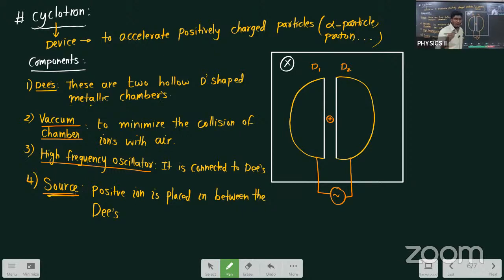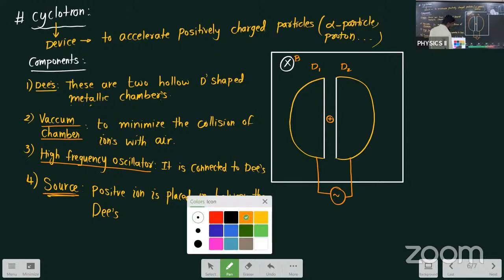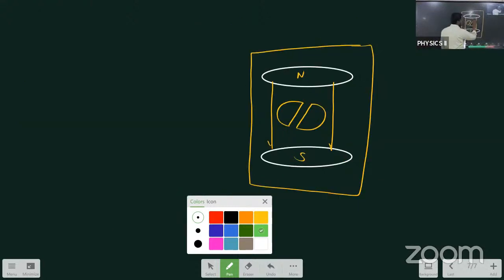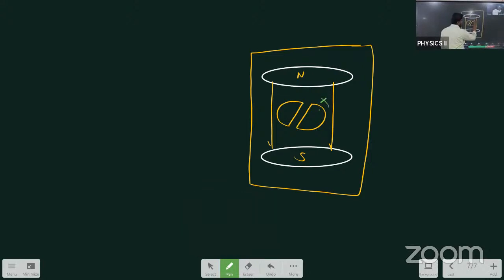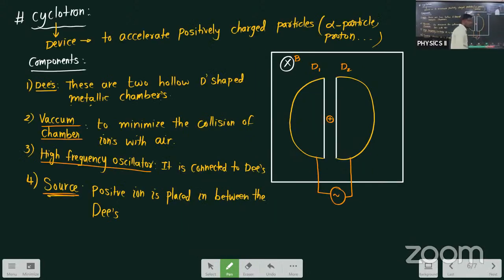Now see here, how does a cyclotron work? Everyone carefully see here. Here we are having magnetic field B. What does this cross symbol represent? Cross symbol represents that the magnetic field is going inside. Actually, it is coming from up to down. So the magnetic field is going inside, so we are using the cross symbol.